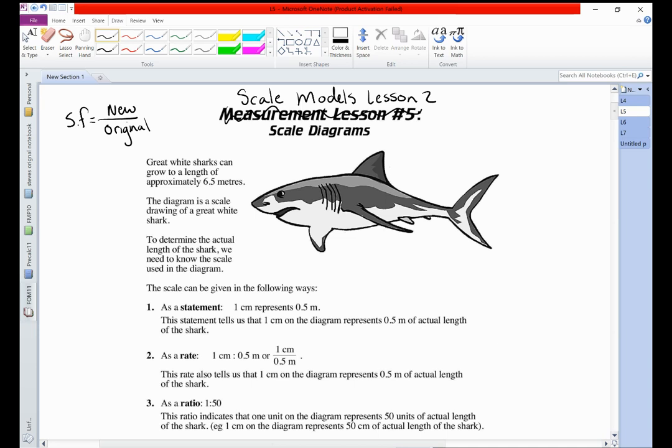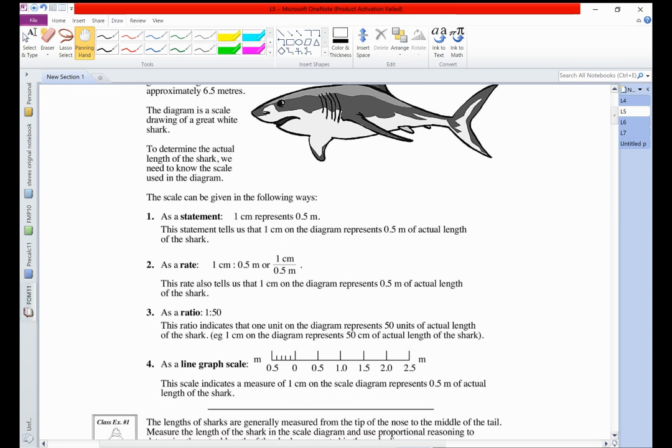So the scale can be given in a few different ways. We will talk about first a statement. So just using English, we can say that 1 centimeter in our diagram represents half of a meter in real life. So that's your scale. And you can see we're using two different units. We're using centimeters and we're using meters.